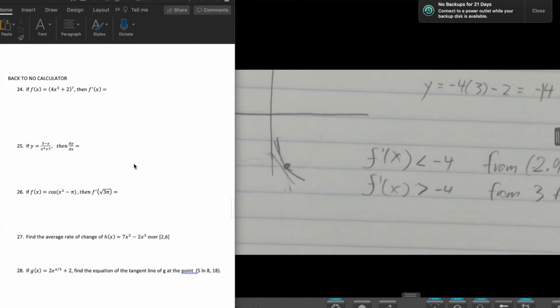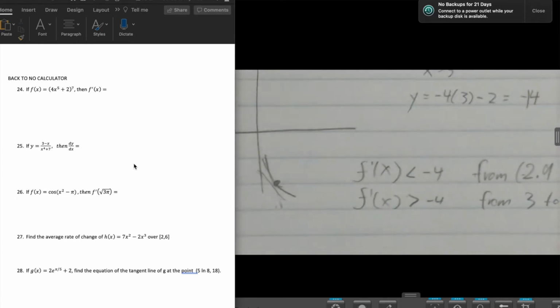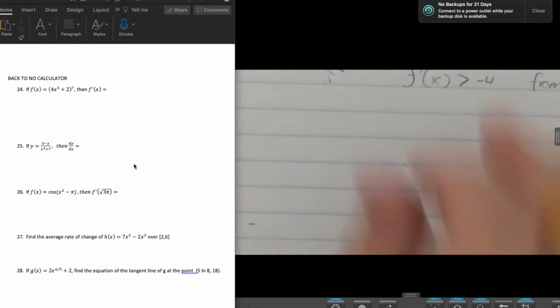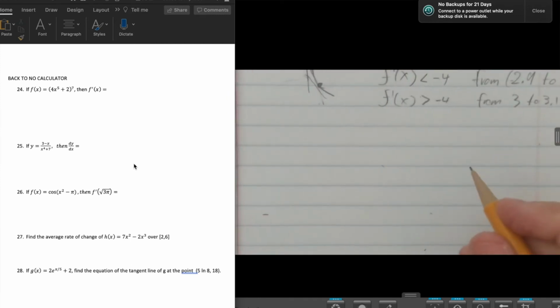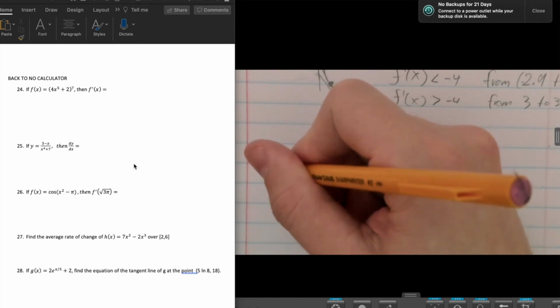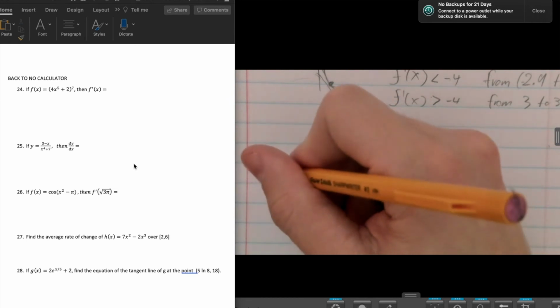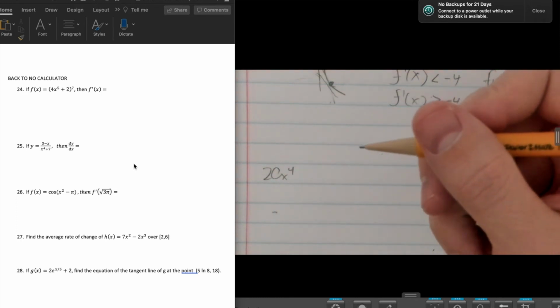Back to no calculator, even though the calculator didn't really help us on this section anyways. We've got some, I guess, in the grand scheme of things, after all we just looked at, I think these questions are a little easier. We just have to derive f prime, but we do have a chain rule. So deriving that, on the inside, you're going to get 20x to the fourth. And now we're done with the inner derivative because 2 derives to 0.